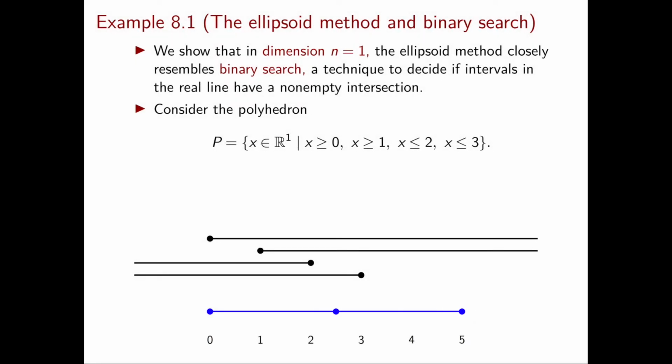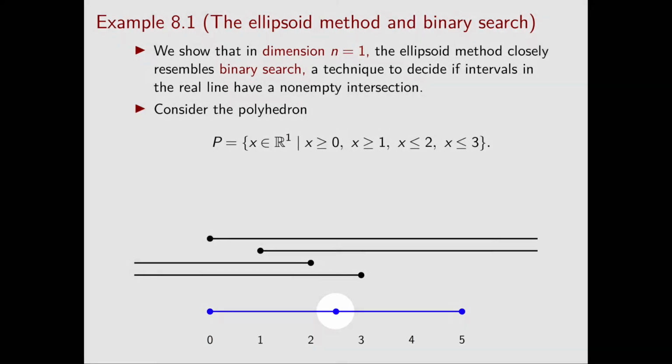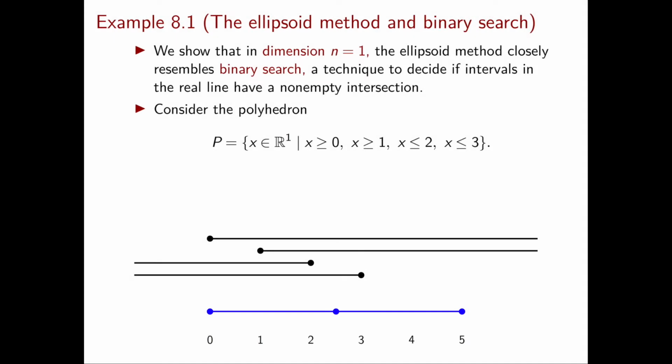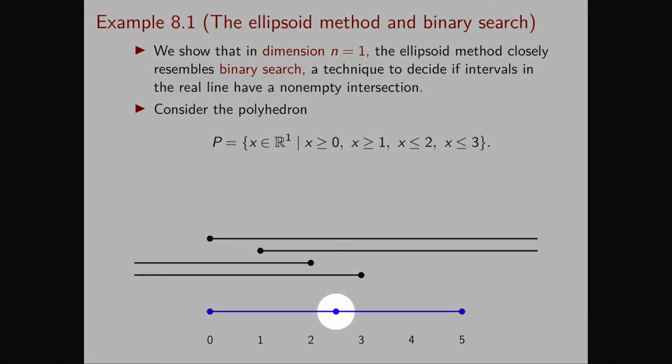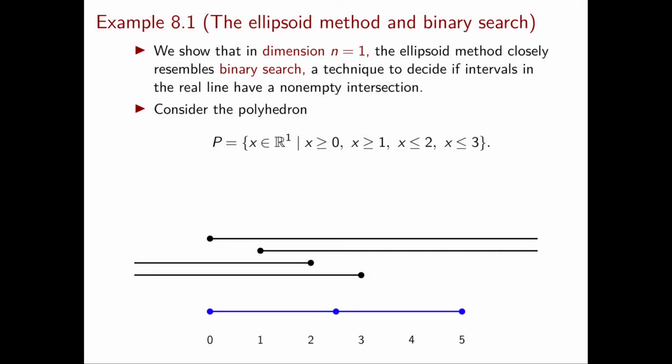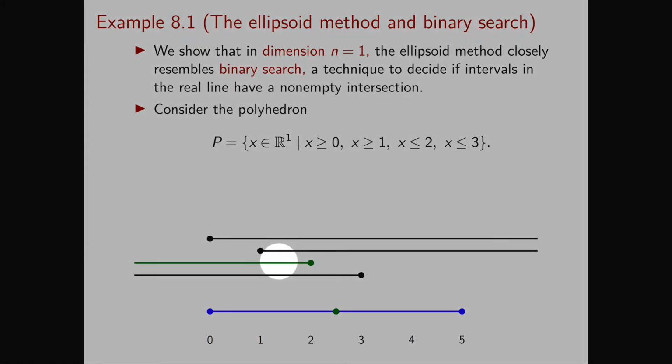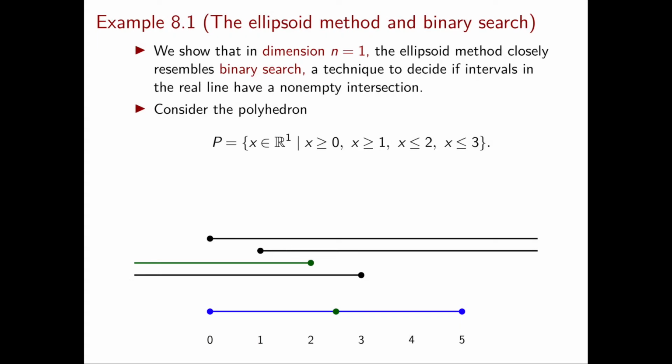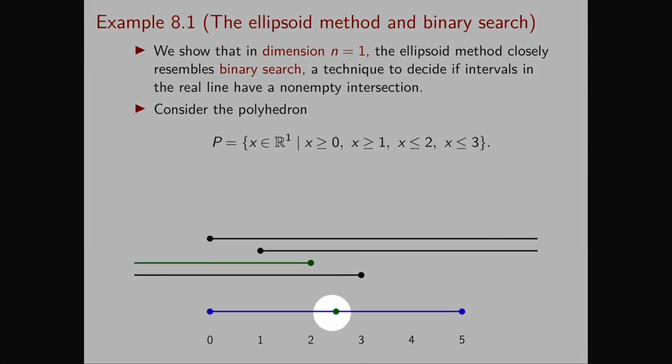Next, in the ellipsoid method, we look at the center of the ellipsoid. In dimension 1, this is simply the midpoint of the segment. In this example, it is the point 2.5. We check if this point is in P by checking all the constraints, and we realize that it violates the constraint x less than or equal to 2. Now, in the ellipsoid method, if we translate this inequality on the point 2.5, we obtain the inequality x less than or equal to 2.5. So the half ellipsoid containing P is the segment between 0 and 2.5.